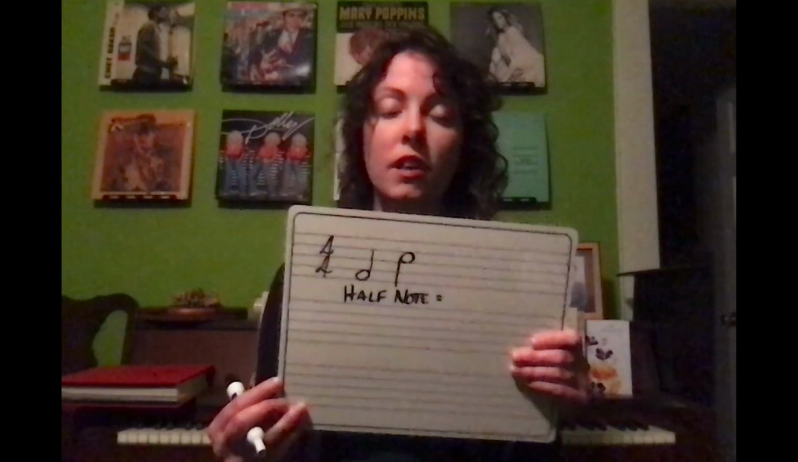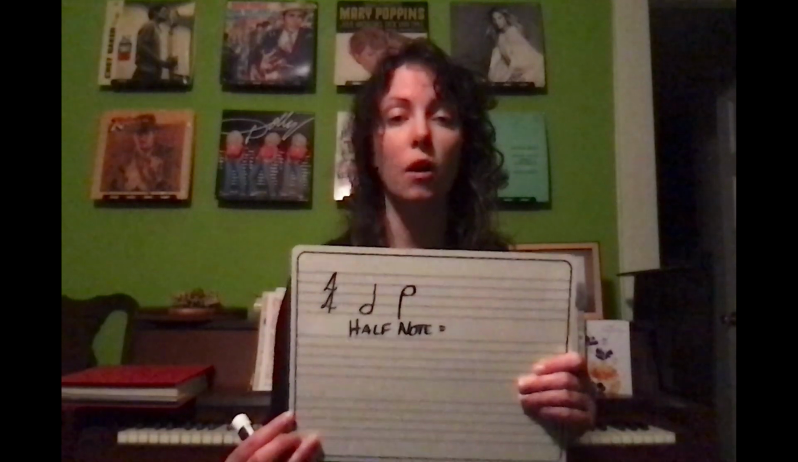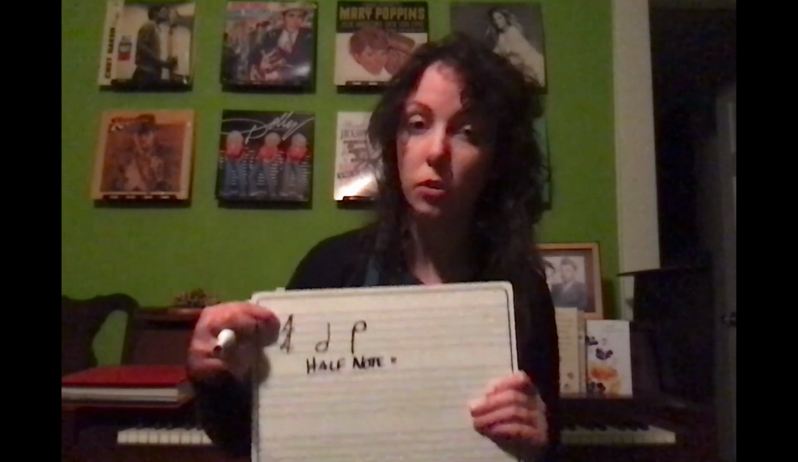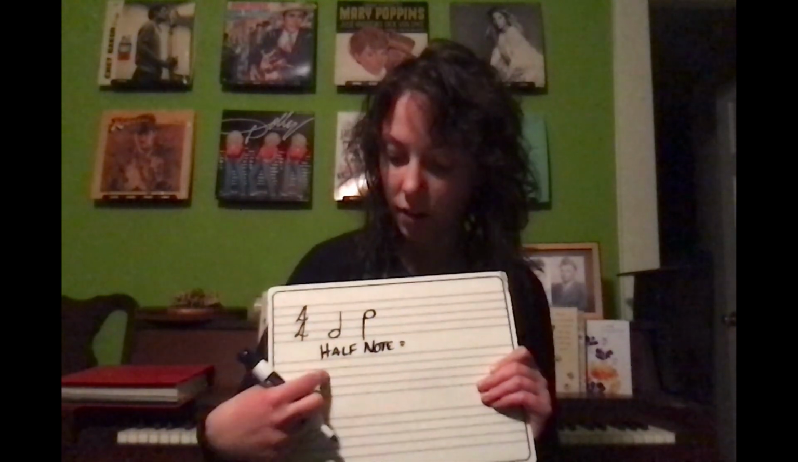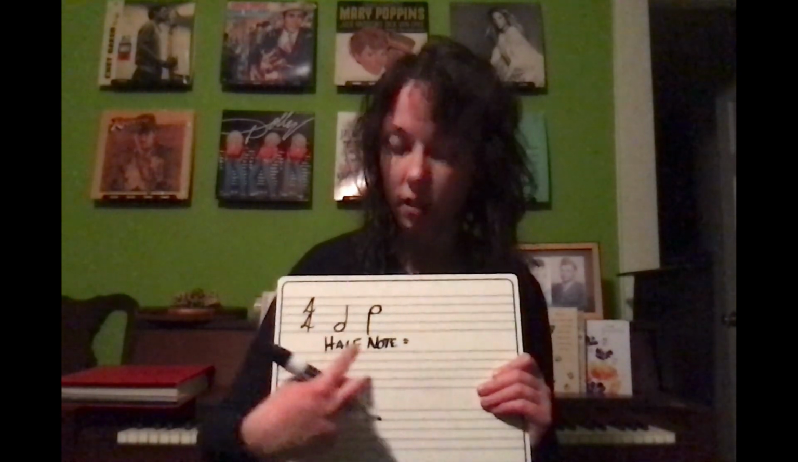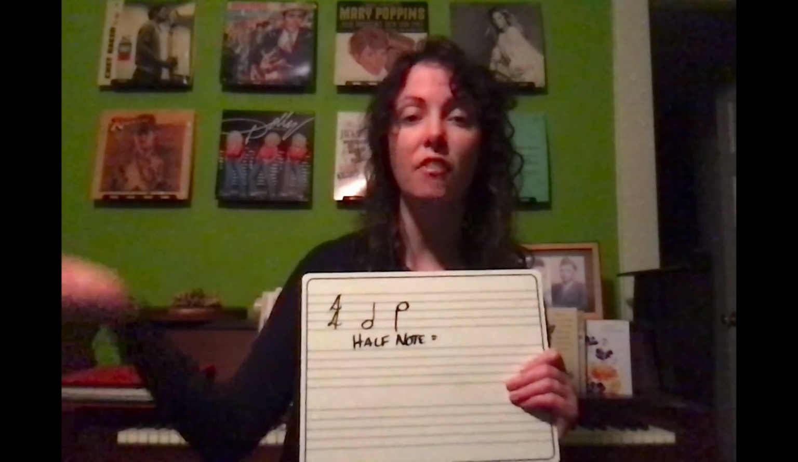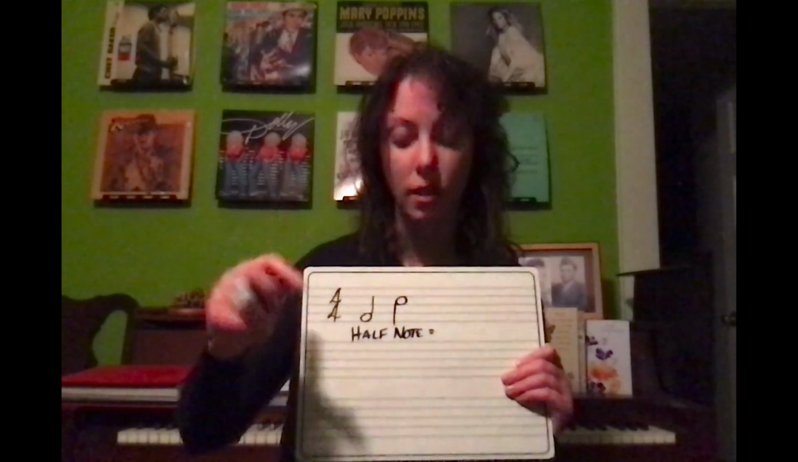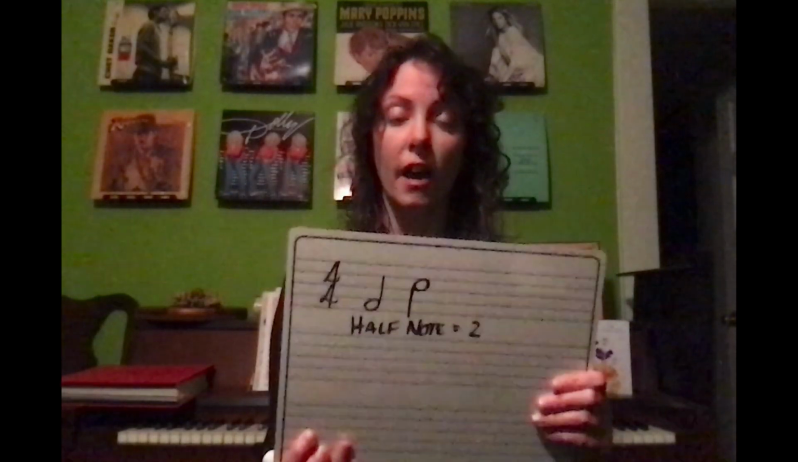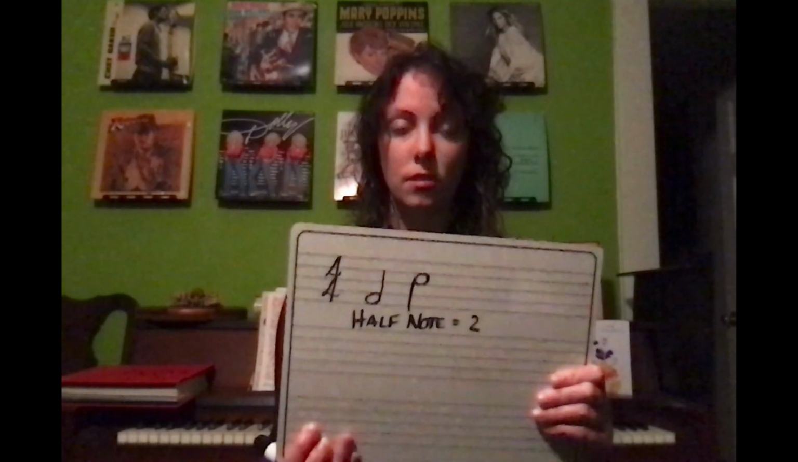Our half note, and as you can maybe guess, since a whole is going to be worth 4 full counts, if I have a half note, 2 half notes together are going to equal 1 whole. And if the whole is 4, half of 4 is going to be 2. These will be 2 counts each. So a half note equals 2 counts.